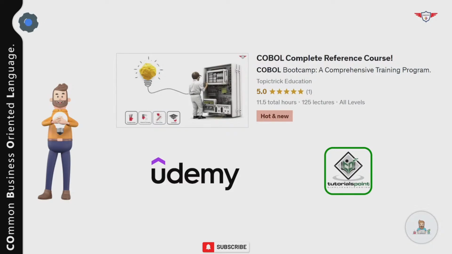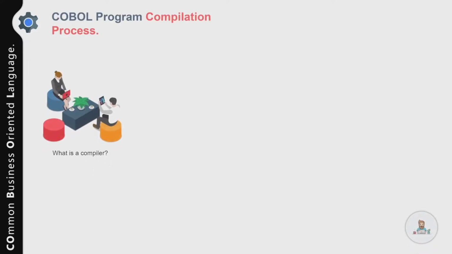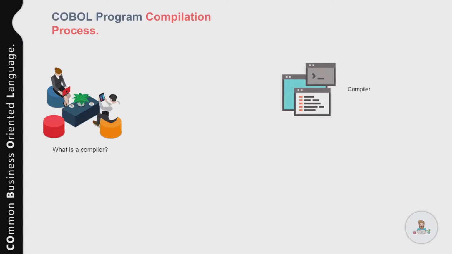Now let's try to understand how to compile a COBOL program. So first and foremost question is, what is a compiler? In layman's terms, a compiler is a program that converts the high-level program into low-level machine language that can be executed by a computer. The important point is that computers can only understand or process low-level machine language.